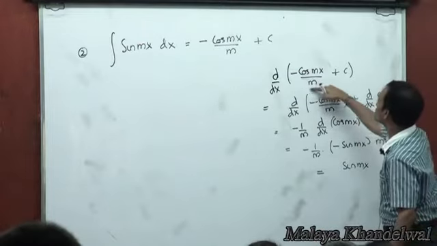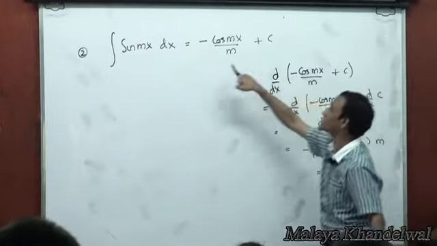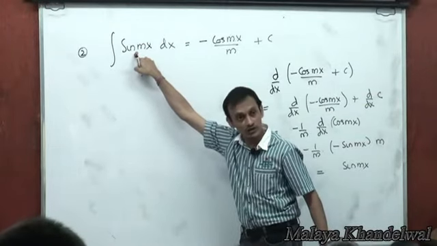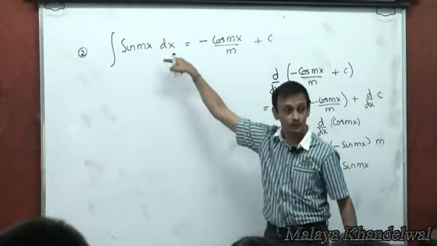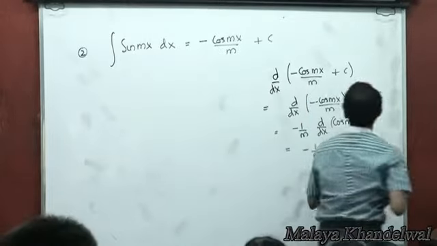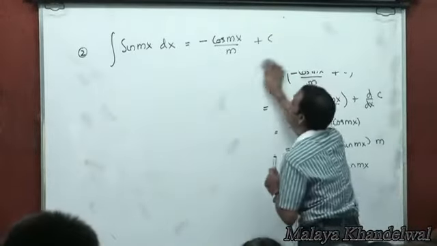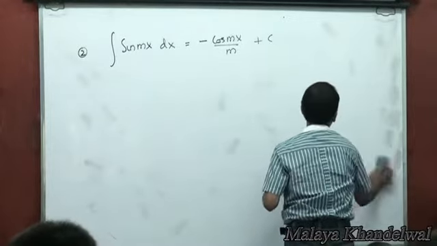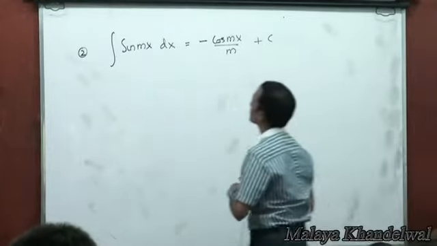So indeed, when you differentiate the right hand side with respect to x, you get sin mx. Are you all there with me on this? So this is true, right? So this is result number 2, which you may want to remember. Integral sin mx dx is minus cos mx by m plus c.